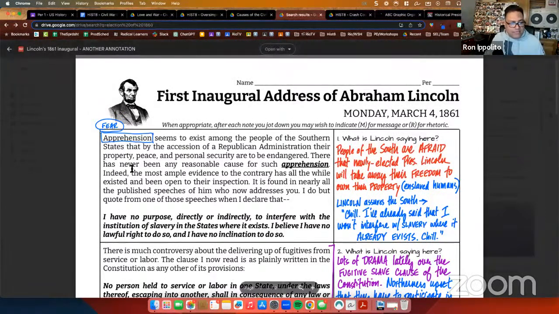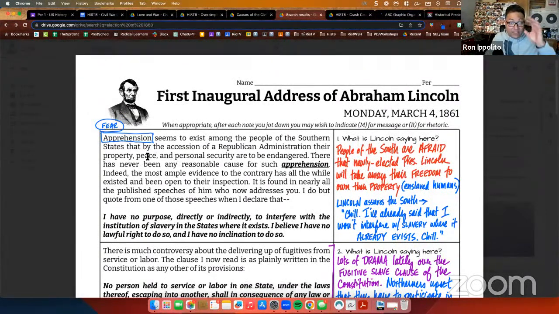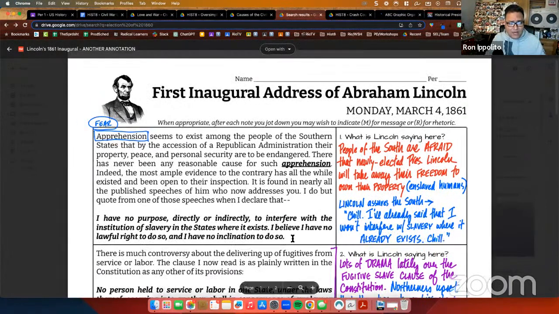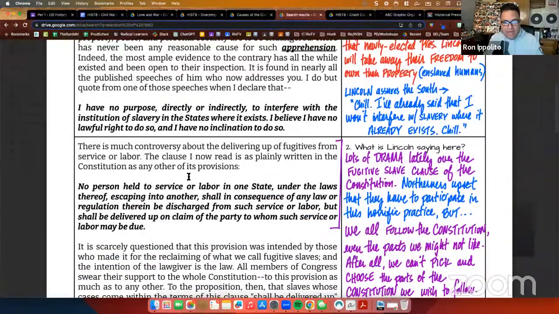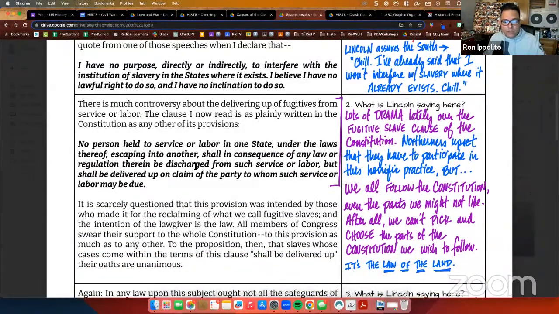So he starts off by saying, you know what, South, I just got elected and you're nervous, and understandably so, but you can just chill. It's okay. I do not intend to interfere with slavery where it already exists. So you just need to calm down. Those of you who are seceding and breaking away and thinking that your rights are going to be threatened, your rights to take away the rights of others, right? I mean, those are the rights that we're talking about. You just need to chill, just calm down. That's the first section. And then he talks about the fugitive slave law.